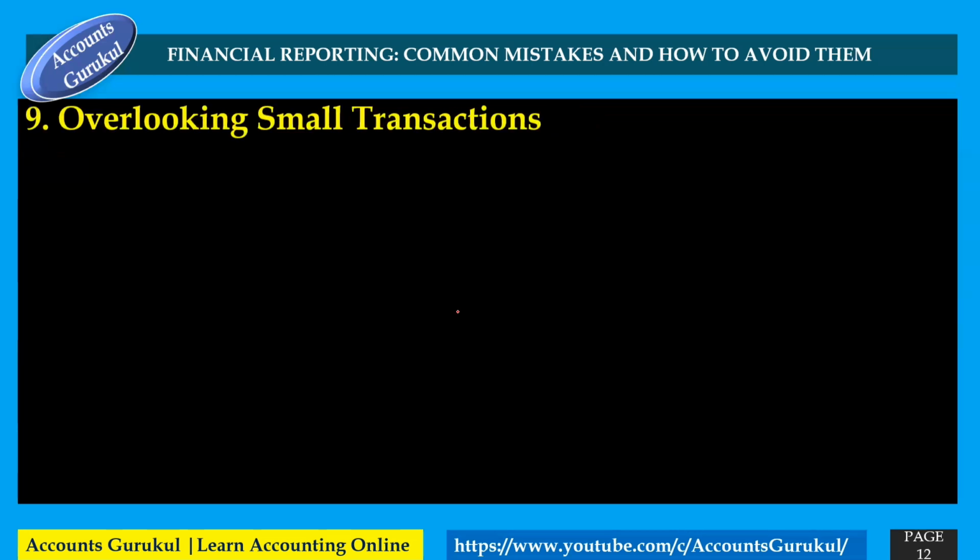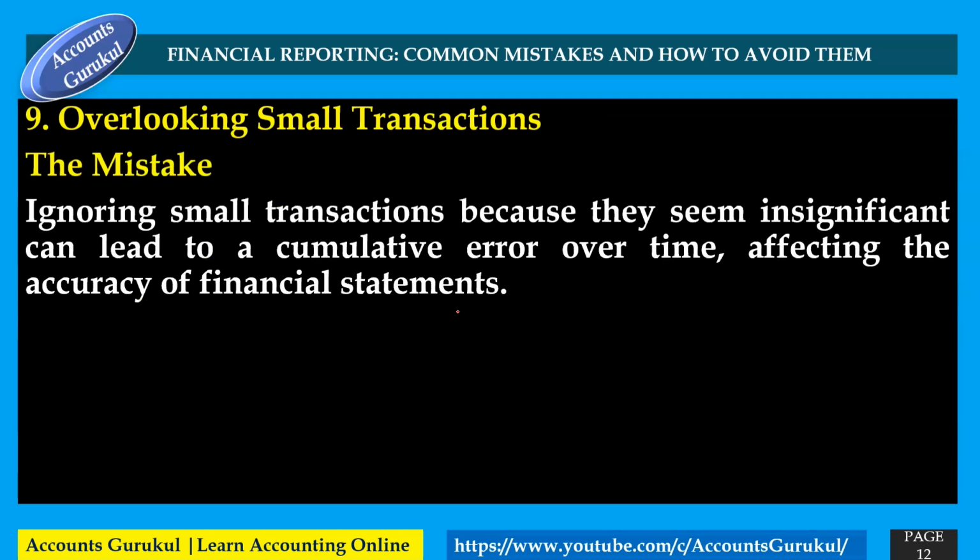Next is going to be overlooking small transactions. The mistake: ignoring small transactions because they seem insignificant can lead to a cumulative error over time, affecting the accuracy of financial statements. If you are not looking at the small transactions, today's small transaction is going to be big in the future when we are accumulating that, then we are able to say how much is the expenses incurred and how every month that expense is incurring.